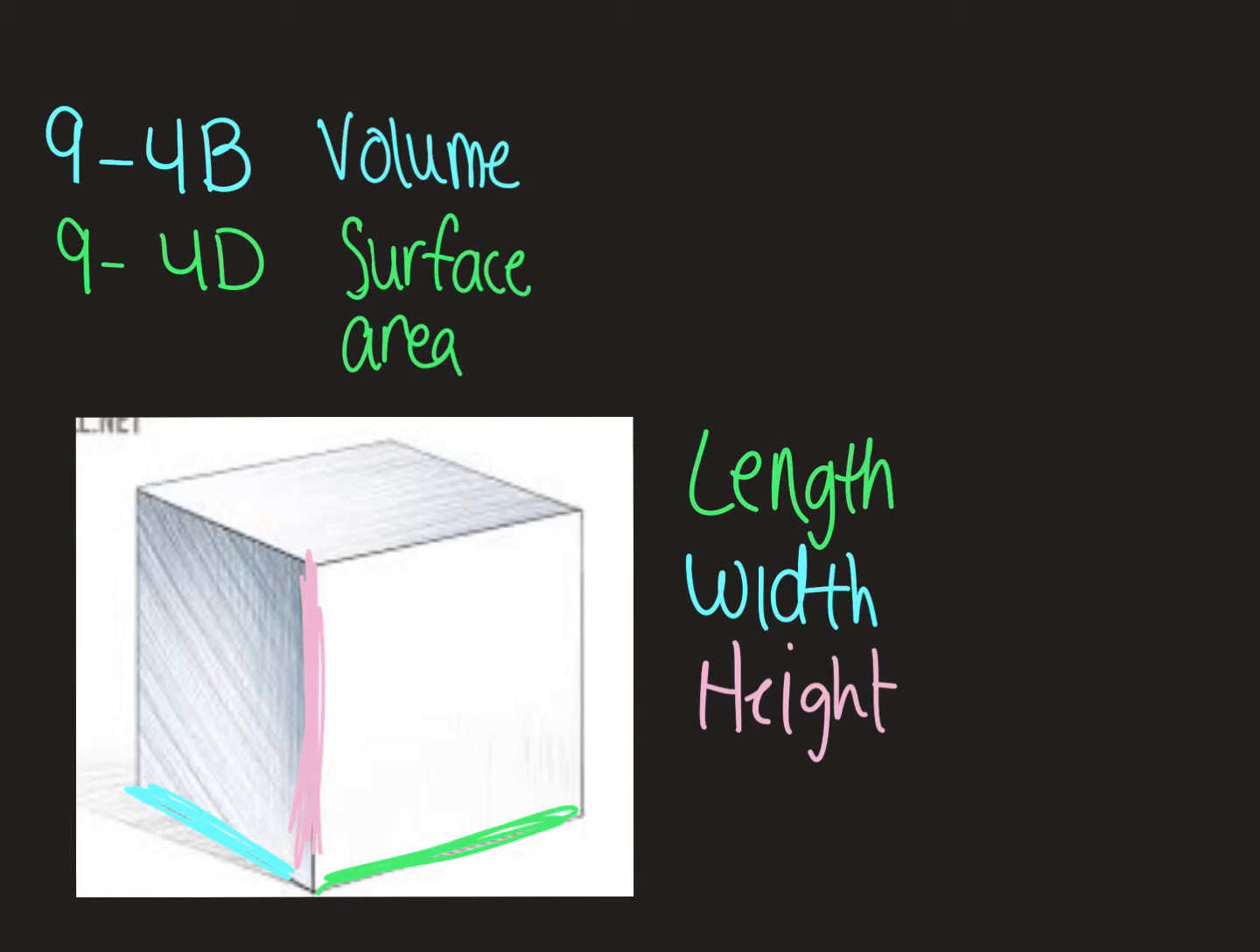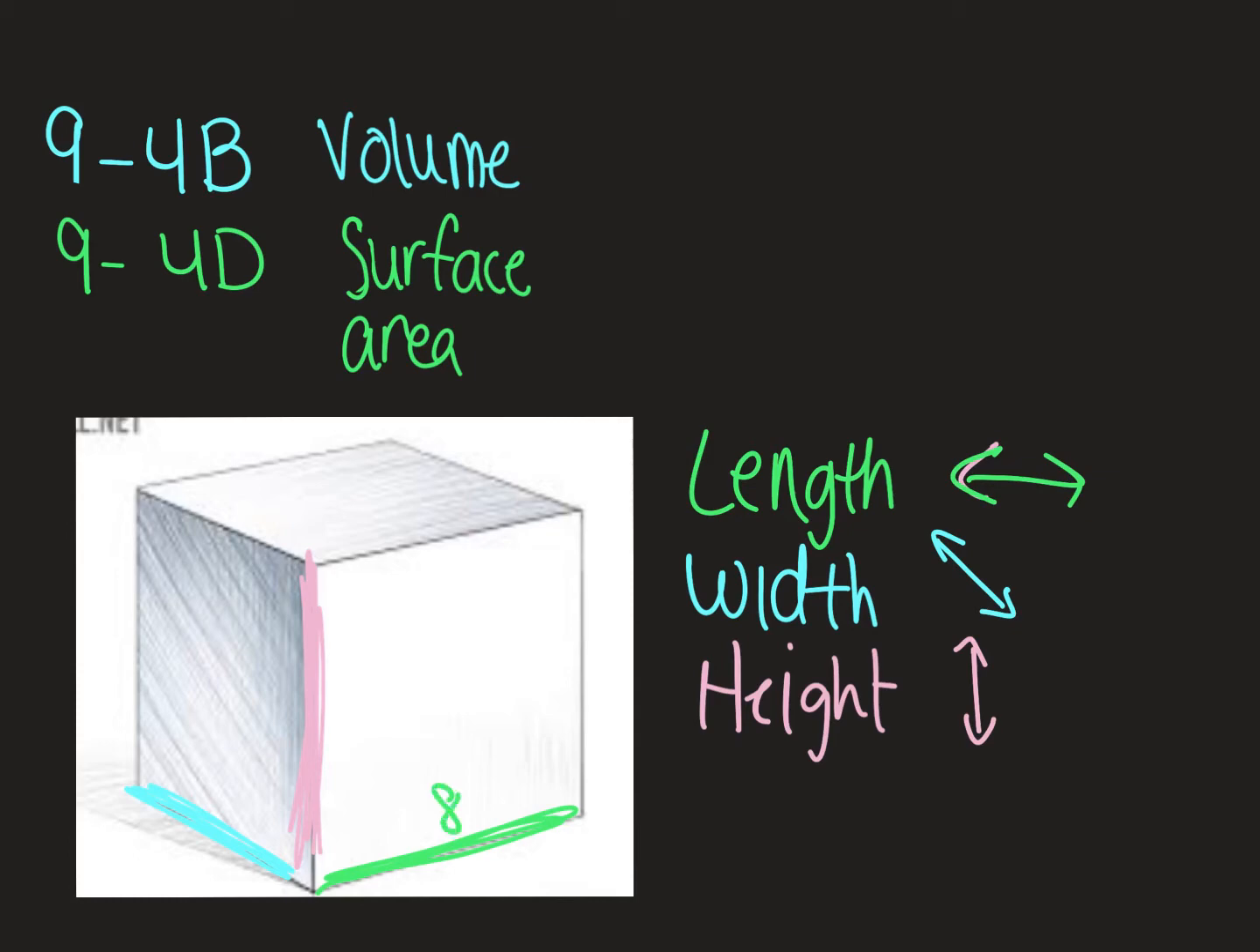But length is side to side. I should do this in green. Width is front to back. Height is top to bottom. And what are we going to do with these numbers? We're going to multiply them all together.